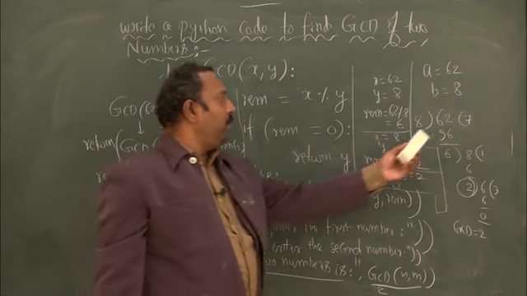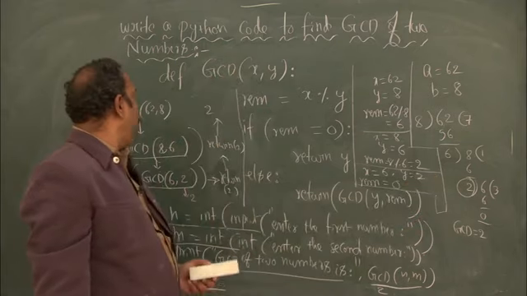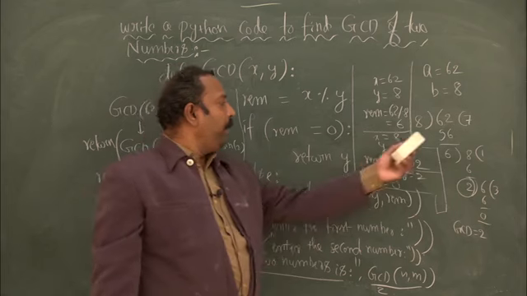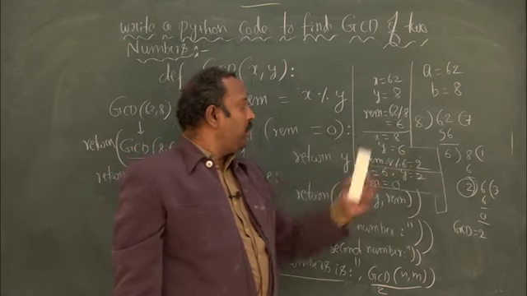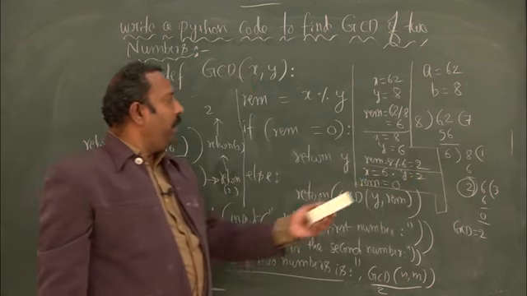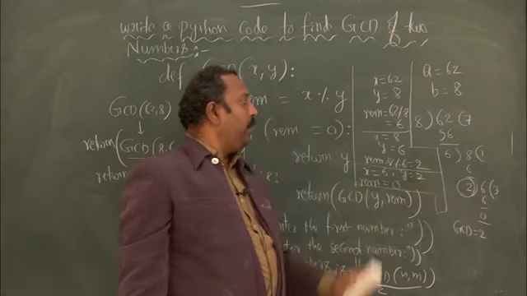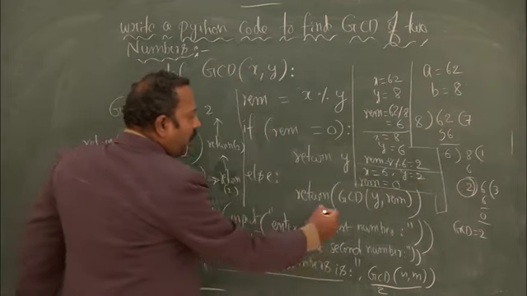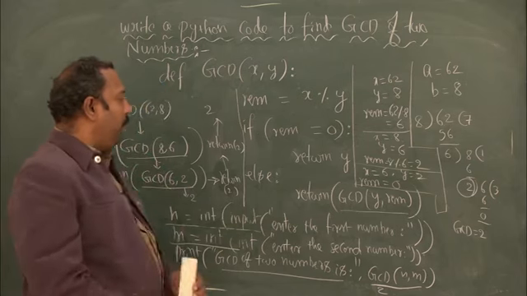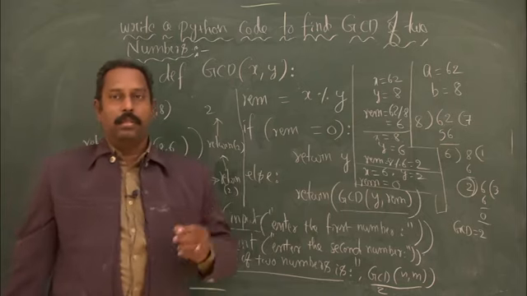So whenever you divide 62 with 8, what is the value we got here? 6 we got the value here. That's why 6, whatever value you got here, that will again become the divisor, and whatever value this will become here is the divisor. So GCD of y comma remainder. This is the logic for finding GCD of 2 numbers.